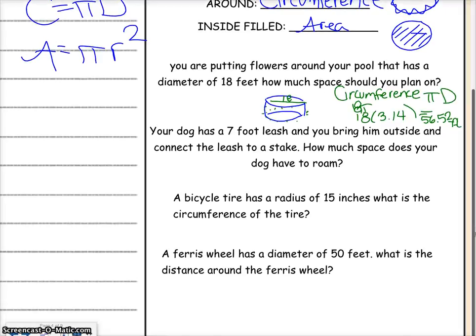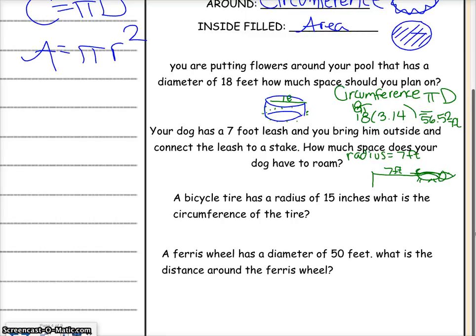Okay, let's say that my dog has a 7-foot leash and I want to bring my dog outside and connect the leash to a stake. So here's my leash. The leash is 7 feet. And your dog, just draw the best dog that you can. And there's my dog. Here, I'll give him a tail. I connect my leash to a stake, and I need to make sure my dog stays connected to something. Is this the radius or diameter? This is radius, so I know that radius is 7.